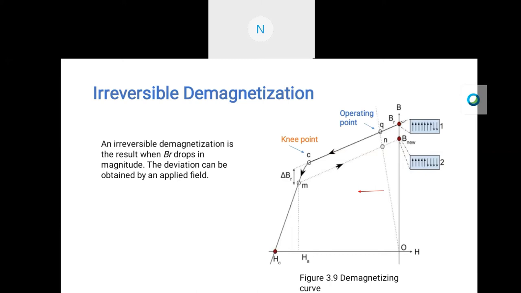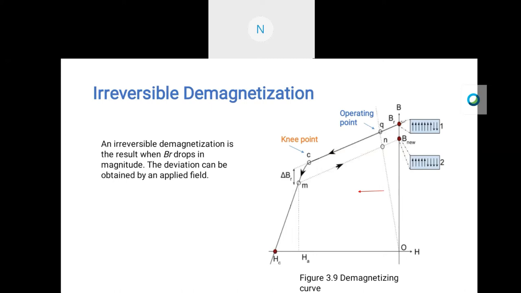But when you apply more demagnetizing field to increase the speed of the motor, then what happens? After it passes the C point, the curve rapidly drops in its flux density. Then it attains an M position. After that, if we remove the field, it will not go to its original position. It will follow a linear path which is parallel to the previous one and attain a new position, B new. In the figure you can see B new, which is always less than the original and previous value.